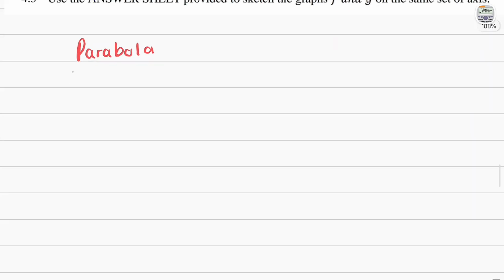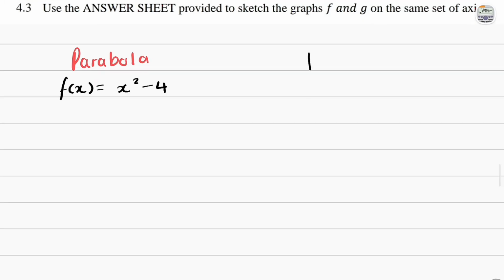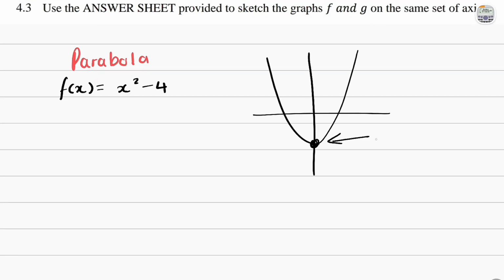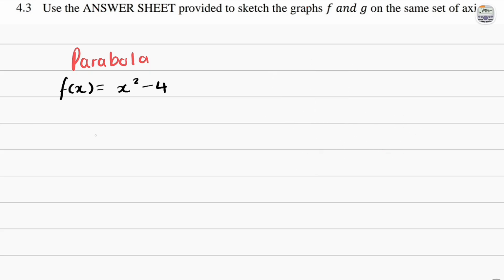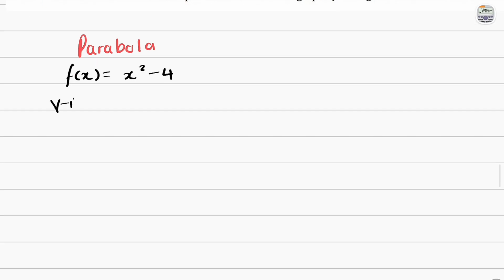So that's what we have. f of x equals x squared minus 4. And let's go ahead and find that turning point or the y-intercept. So at the grade 10 level, remember that your y-intercept and your turning point are the same point. So if we find the y-intercept, we've found the turning point. How do you find the y-intercept?